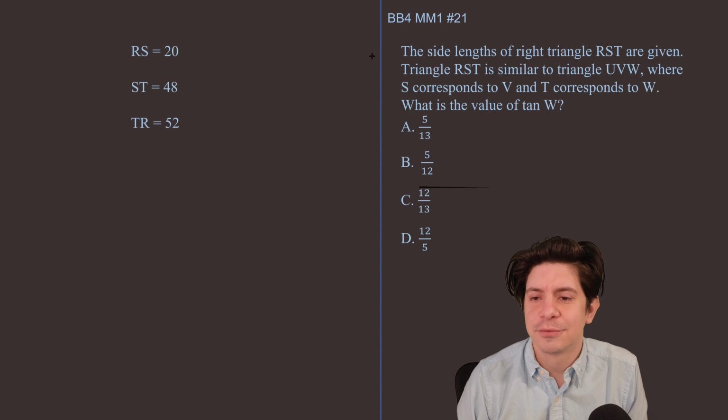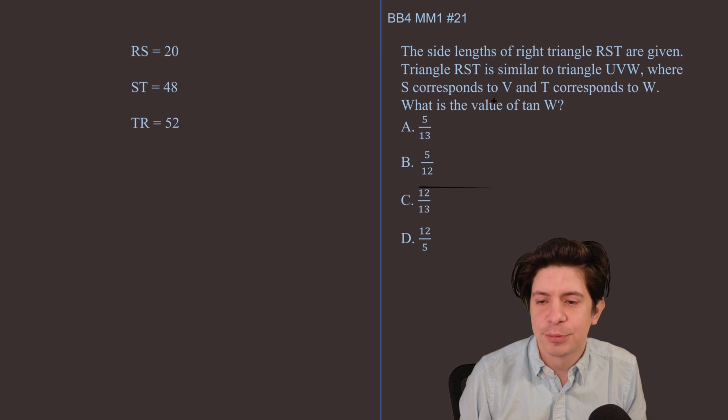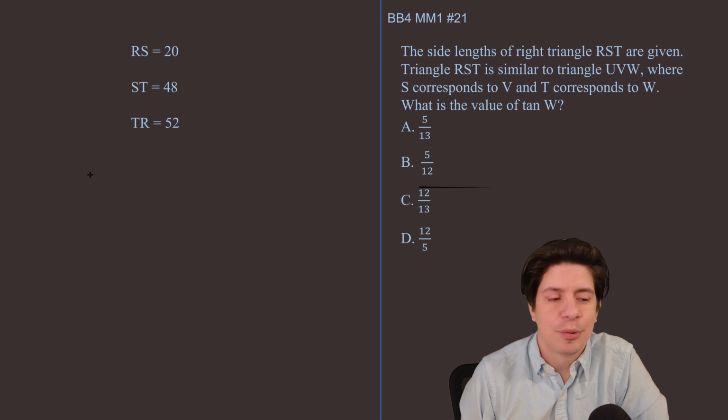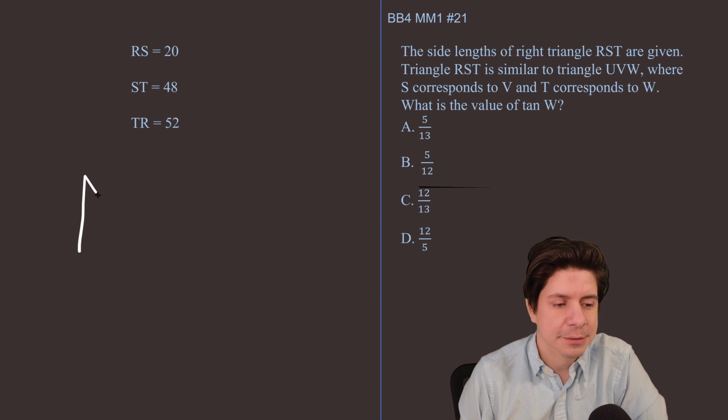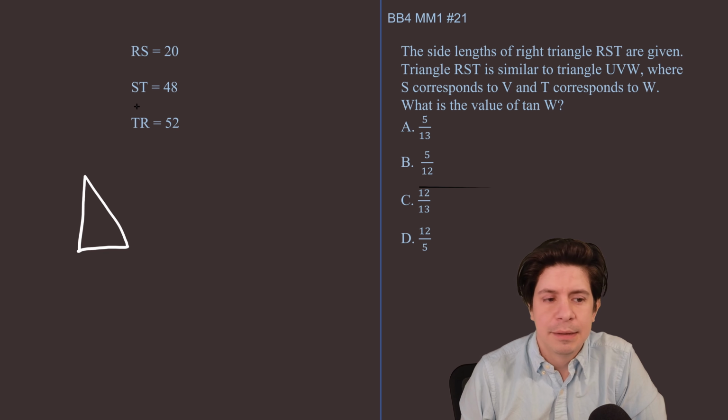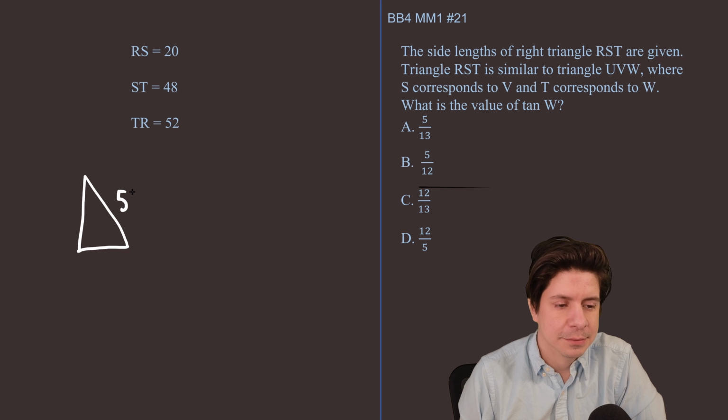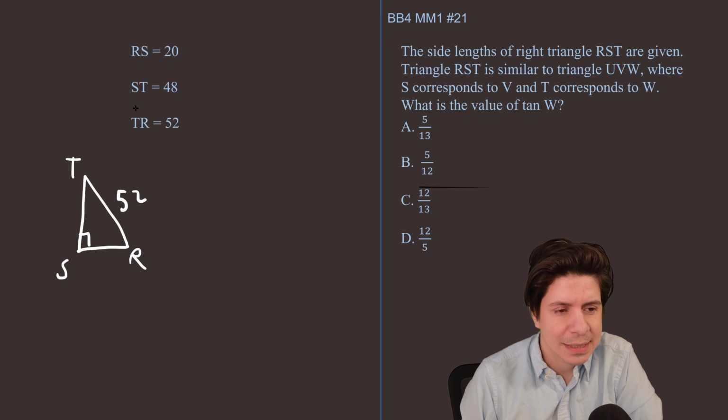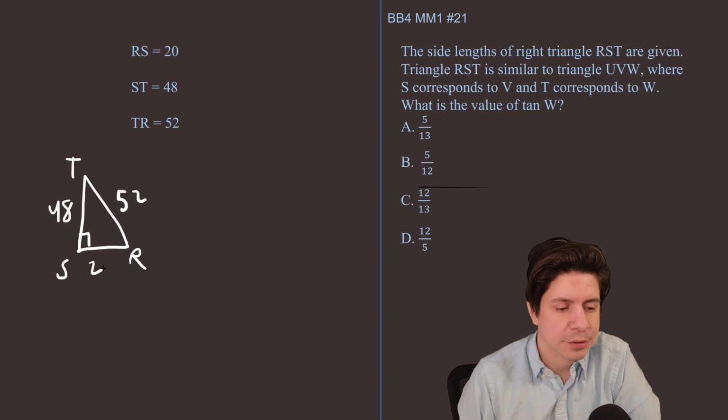The side lengths of right triangle RST are given. Triangle RST is similar to triangle UVW, where S corresponds to V and T corresponds to W. What is the value of tan W? So we're going to draw out RST. TR is the long side, so it's the hypotenuse. So then S is going to go here. Then we can go T here, R here. So then ST is going to be 48 and RS is going to be 20.